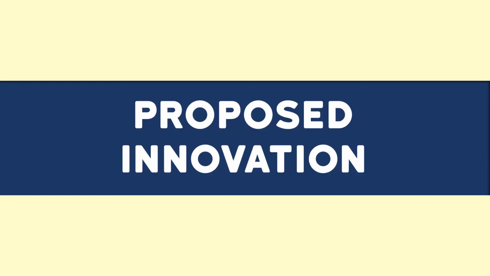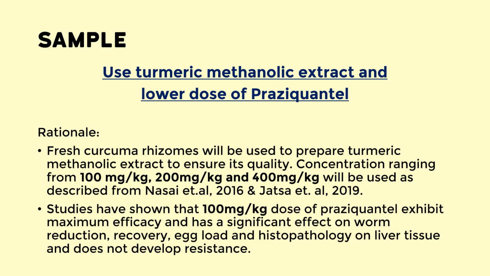Here are my proposed innovations. For the sample, I propose the use of turmeric methanolic extract with a lower dose of praziquantel. Impurities might be present in the commercial turmeric powder, and quality is not guaranteed since it was only bought in the market. So fresh curcuma rhizomes will be used to prepare the turmeric methanolic extract to ensure its quality.